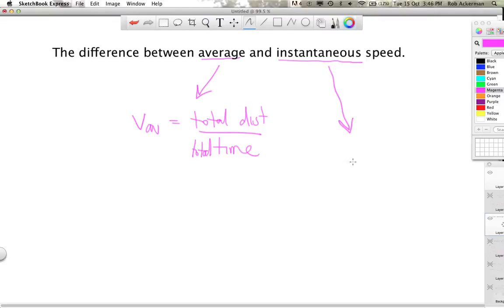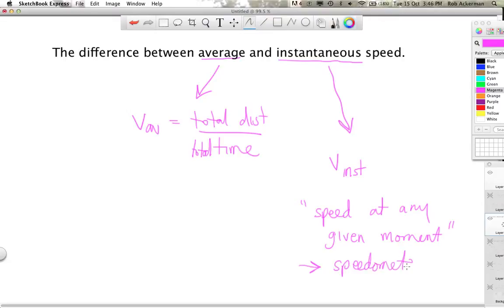On the other hand, instantaneous speed, which is given the symbol VINST for instantaneous, you could think of as your speed at any given moment during the motion. Now, how would you measure the instantaneous speed? Well, if you've ever driven a car, you look at the speedometer. If you're a police officer trying to determine if people are speeding, you might use a radar gun. But for the average speed, all we need to know is how far you went in how much time.